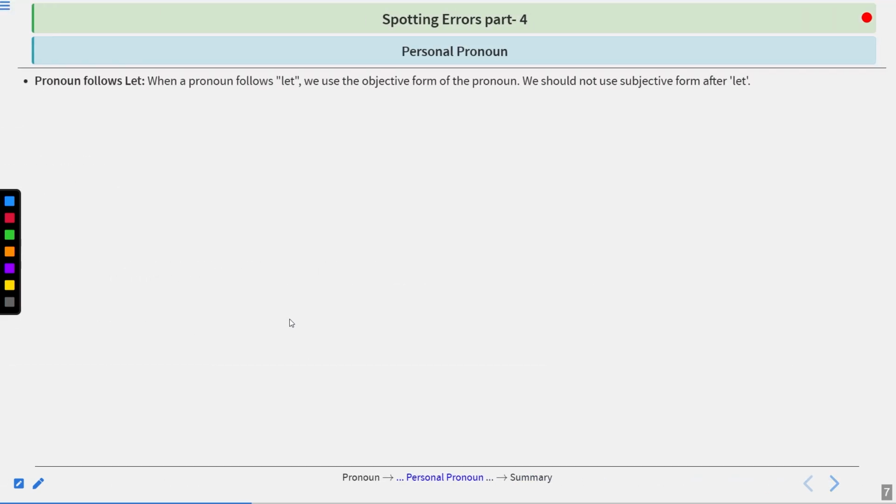Pronouns following let. When a pronoun follows let, we use the objective form of the pronoun. We should not use the subjective form after let. So while using let, we use objective cases of a pronoun. Let's take an example. Let you and I decide the matter once for all. So here we have used I, which is a subjective case, and that is incorrect. So the correct form would be let you and me decide the matter once for all.